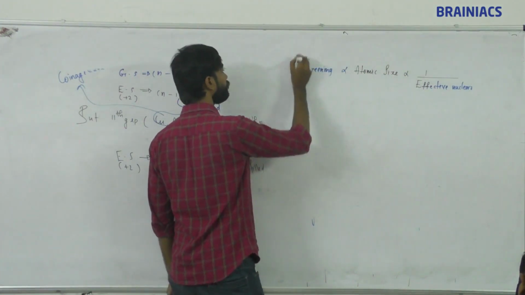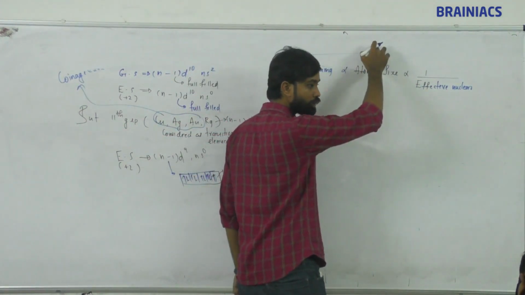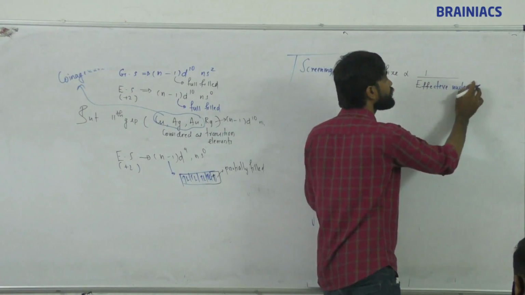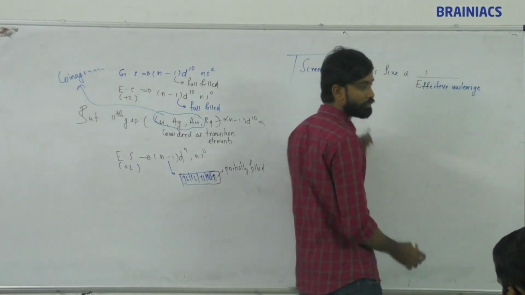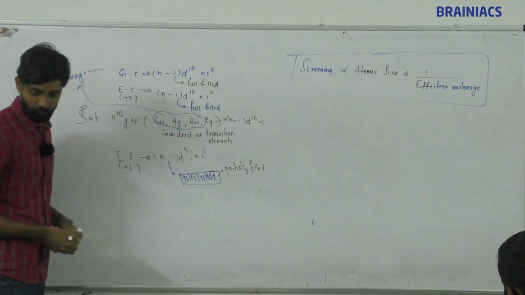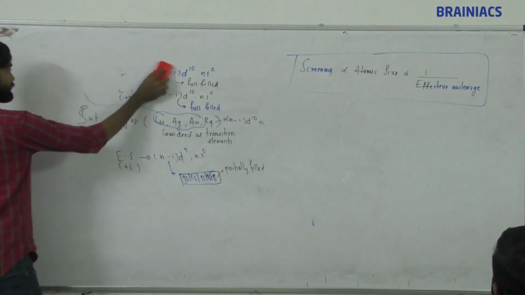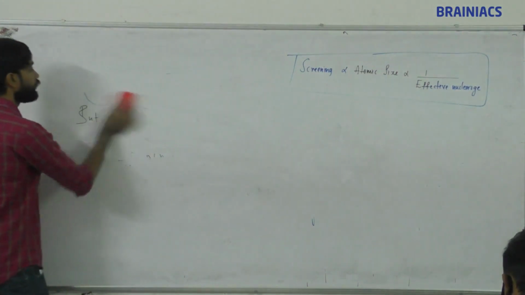This is a relation. Agreed? As screening increases, atomic size increases, whereas as effective nuclear charge increases, atomic size decreases. Fine. You have to know this relation, and it is discussed in your classification of elements.